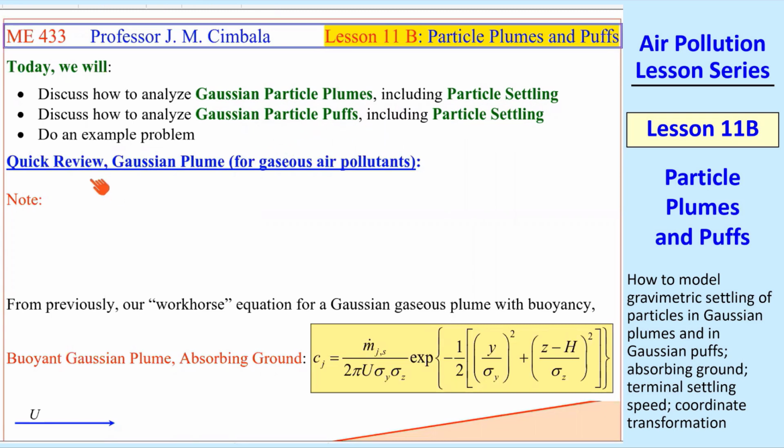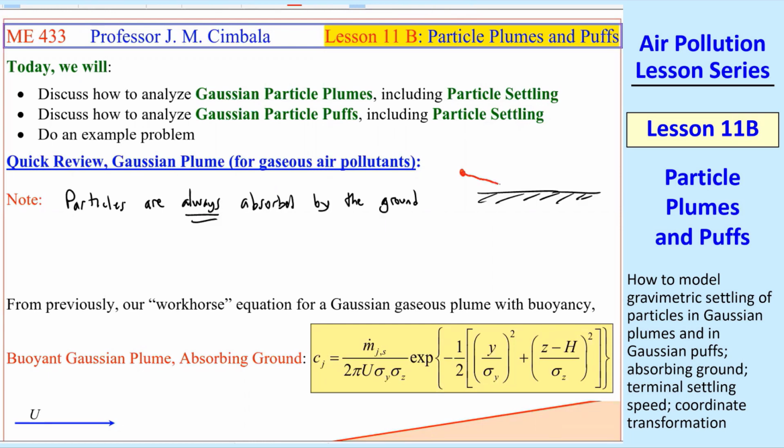So for a quick review, let's remember our Gaussian plume. We always did this for gaseous air pollutants previously. And I note that particles are always absorbed by the ground. So if you have some particle coming along and it hits the ground, it's going to be absorbed into that ground. Later on, there could be some high winds where this particle can get resuspended and may move around a while, but eventually it's going to fall back down. We're not worried about any of that. We're just going to assume that as soon as the particle hits the ground, it is absorbed.